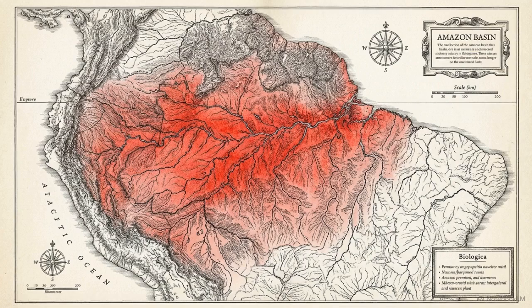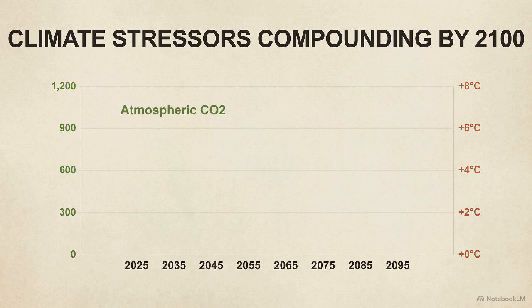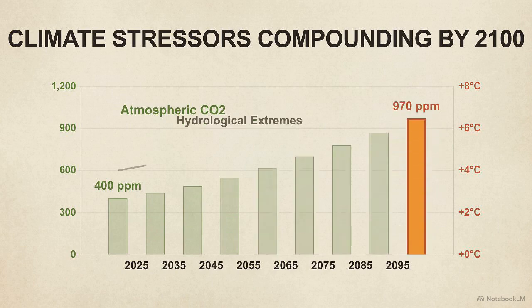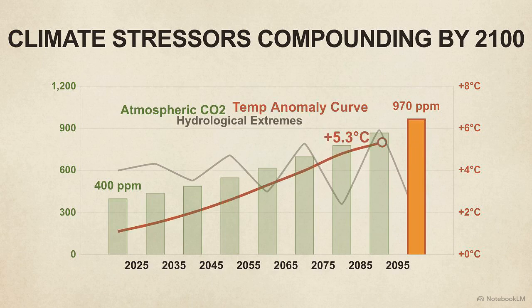Climate projections point to drastic atmospheric shifts targeting these exact regions. Models show carbon dioxide concentrations rising from a baseline of 400 parts per million to nearly 970 by the end of the century, accompanied by severe disruptions to seasonal precipitation. Coupled with this is a projected temperature anomaly driving a persistent warming trend of 1.5 to 5.8 degrees Celsius.